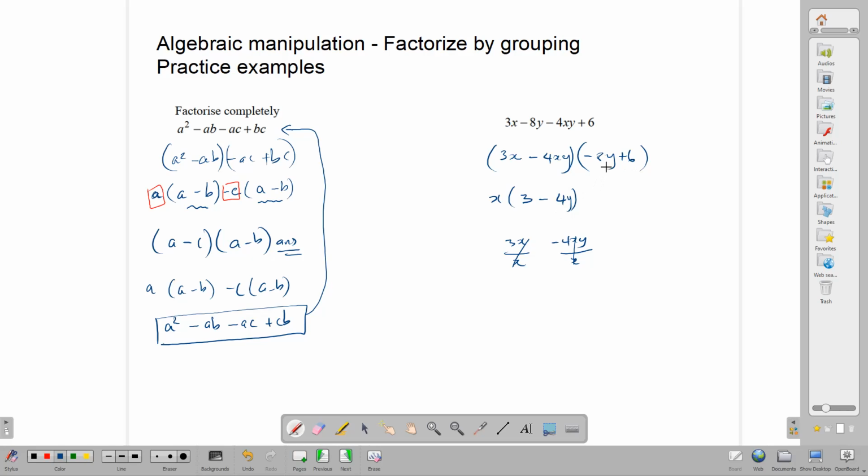Here, these two can be divided by 2. We use a negative 2 because this first factor is negative. So we write our negative 2, and negative 8y divided by negative 2 gives us a positive 4y. Also, 6 divided by negative 2 gives us a negative 3. And now we check our brackets.